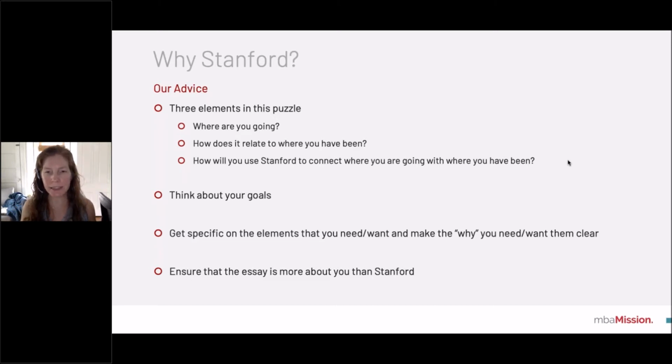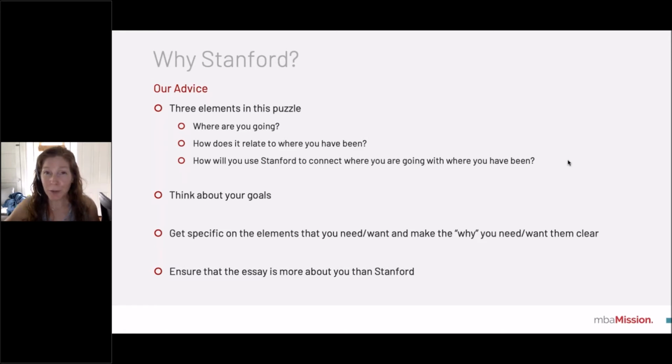You have reasons that you're going to business school. You have gaps in your skills, in your knowledge. You're going to use Stanford to close those gaps. Think about exactly what those are and communicate that. Your goal is not to convince them that you have unique knowledge about Stanford. It's that you've been thoughtful about what resources you want to leverage once you're there.